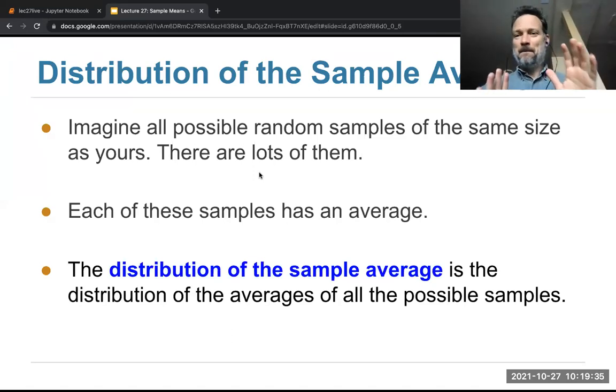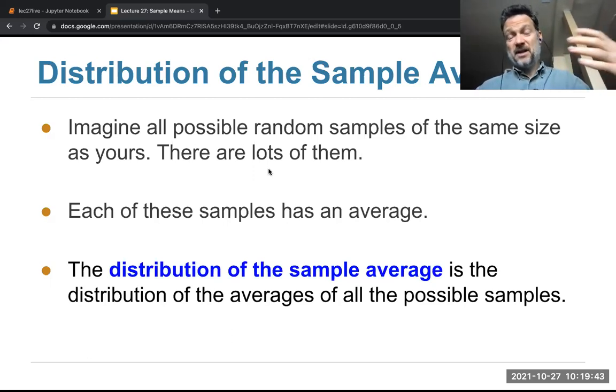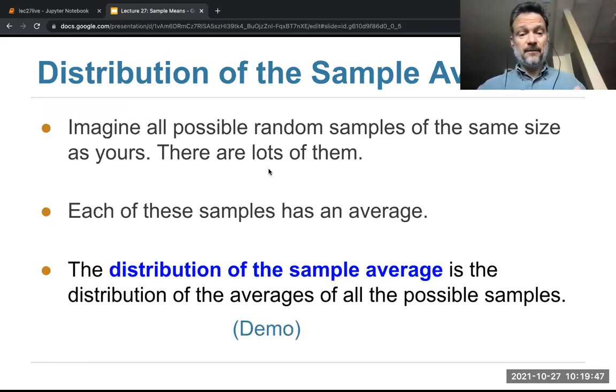Okay. Good in theory as a thought experiment, but you can't actually do it in practice because there are typically too many possibilities for how the samples could have come out that you just can't list them all. So instead, we have to use something like the bootstrap, the empirical distribution, to approximate it.